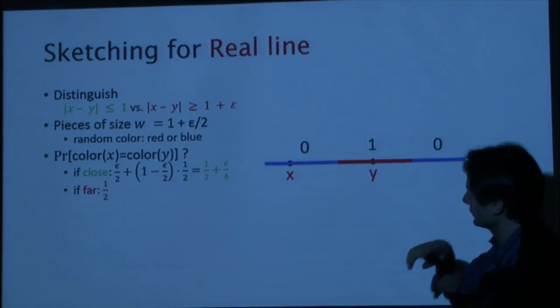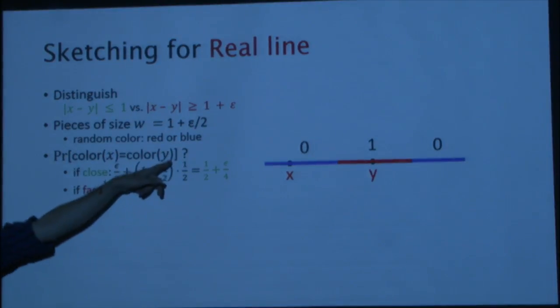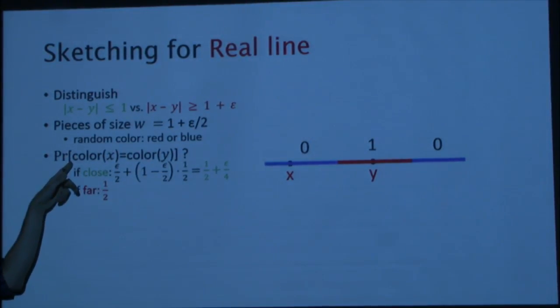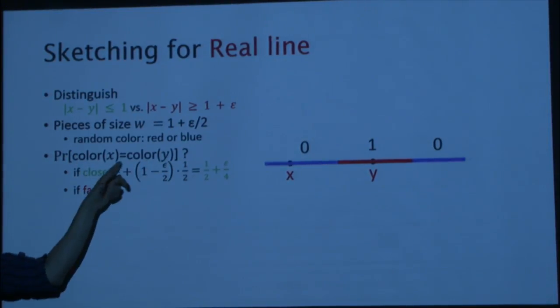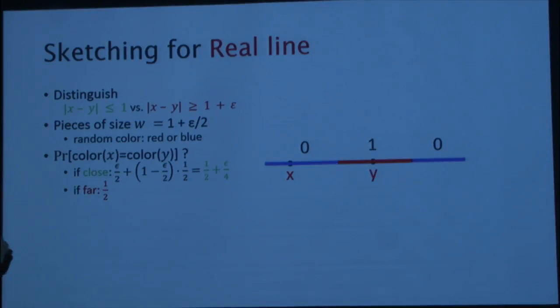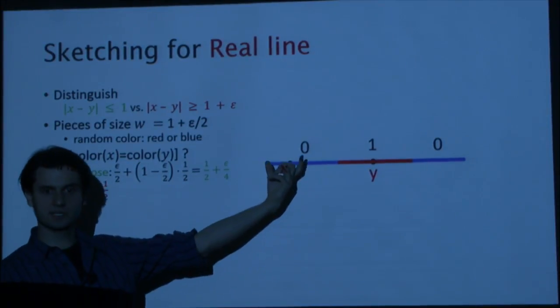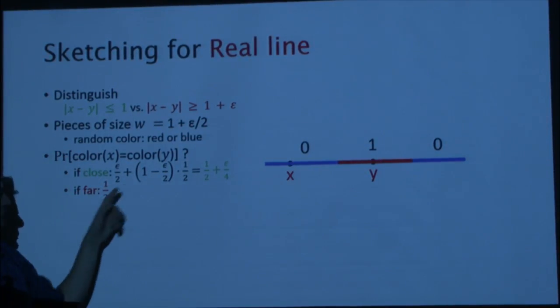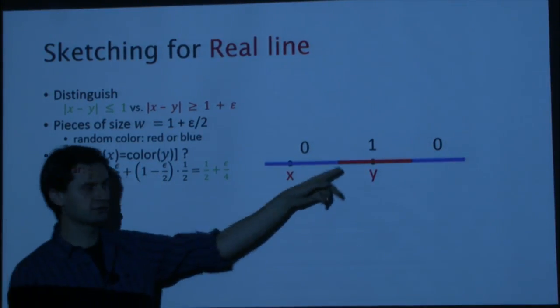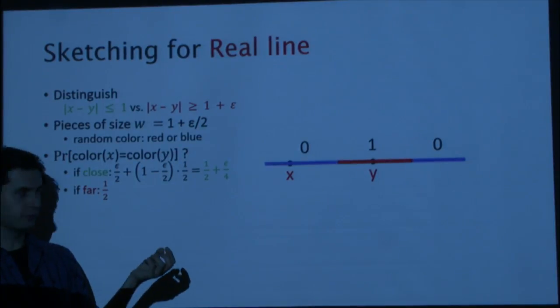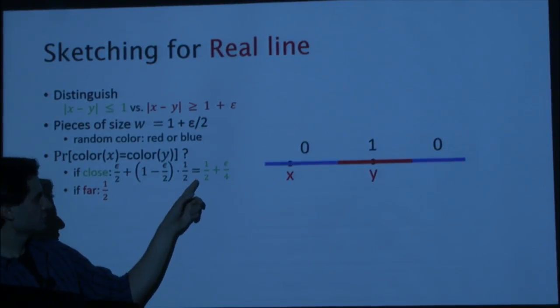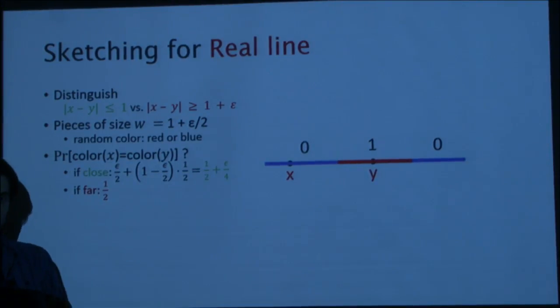Now let's compute the probability. As I mentioned already, Charlie will just use the sketches of x and y by comparing whether they are equal or not. These are just one-bit sketches. So what is the probability that these colors are equal? If the points are close, then we can go through the formulas, but there is some probability epsilon by 2 that they are in the same interval, when the color will be exactly the same. With the remaining probability 1 minus epsilon by 2, they are in different intervals. The colors of different intervals are completely independent, so the probability that the colors match is a half. So the total is half plus something that depends on epsilon.